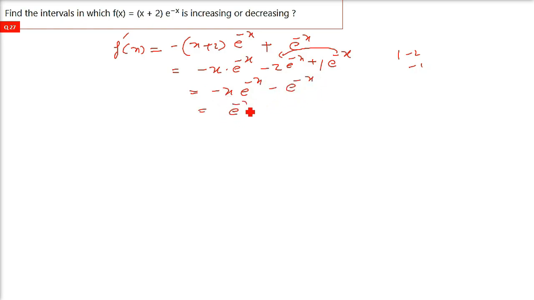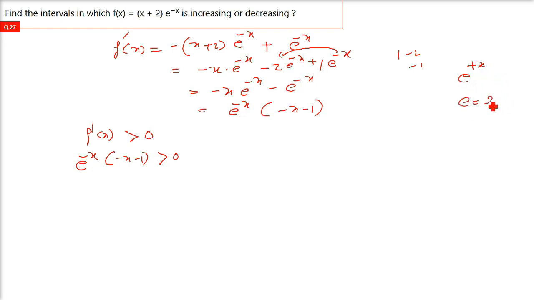What you can do is take e raised to minus x common, with minus x minus 1 inside. So if it is increasing, f dash x should be greater than 0. That is, e raised to minus x times (minus x minus 1) should be greater than 0. And for the first part, anything on the power of e will always be positive. How? Because e is a constant value, 2.718 something. So if you put minus 1 as the power or plus 1 as the power, both times you are going to get only a positive number. So e raised to minus x, whatever happens, will always be positive, always greater than 0.